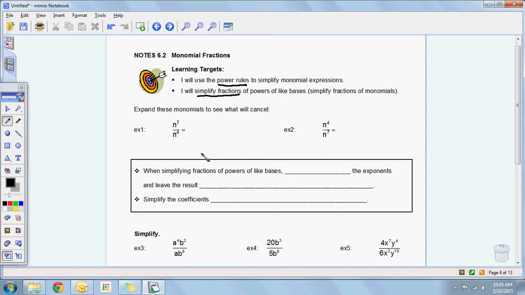So if I were to expand these monomials, remember, a monomial is one term. We learned that in your last section. Let's see what would happen.